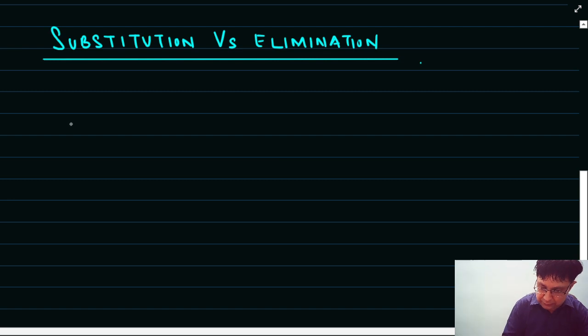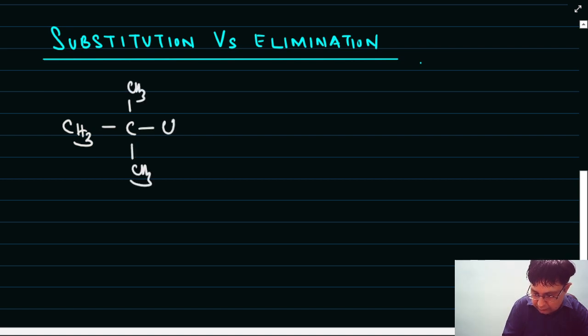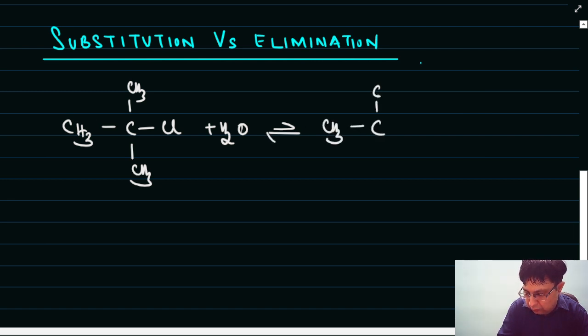For example, if I consider a reaction of tertiary butyl chloride. Fine. If I react it with water in this case, what we observe is, जो product मिलेगा वो क्या होगा? It will be the substitution reaction where water is behaving as the nucleophile in this reaction, and the reaction is of course taking place through carbocation as an intermediate.